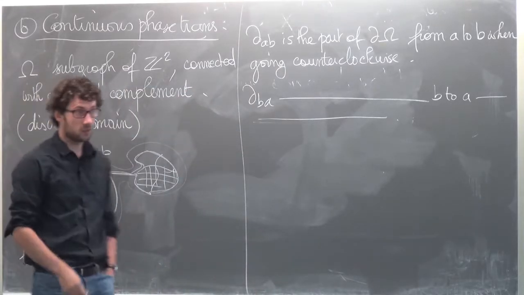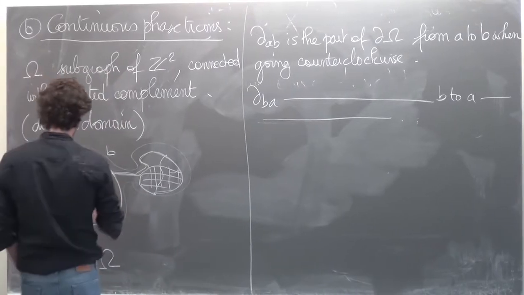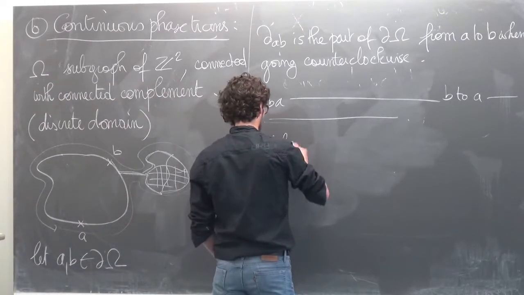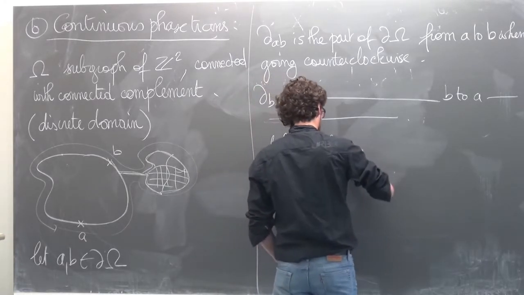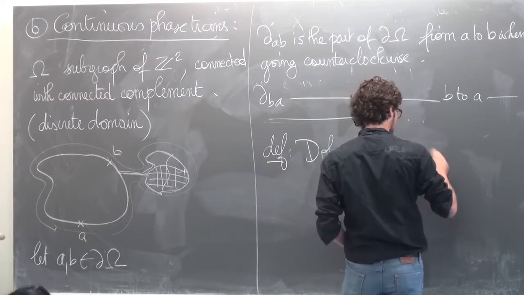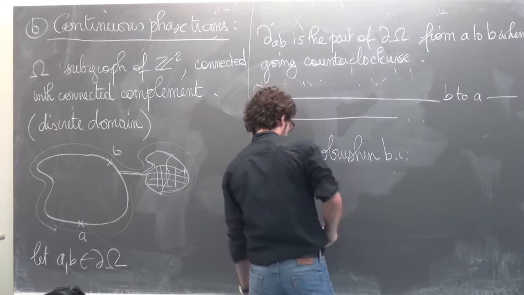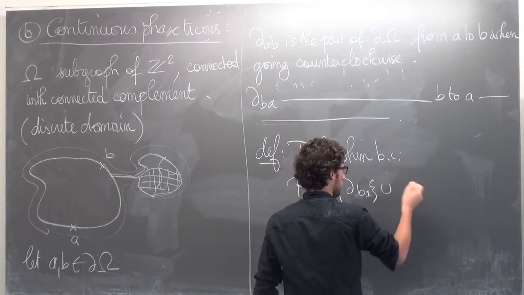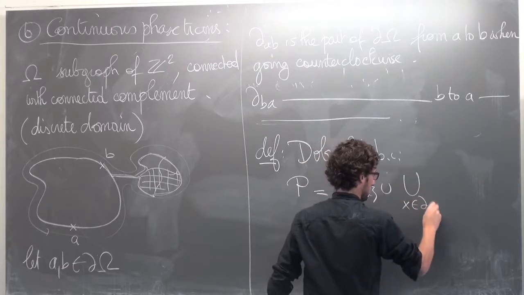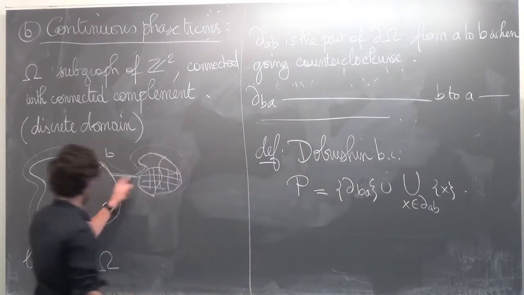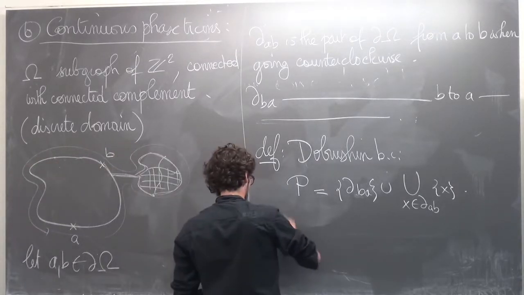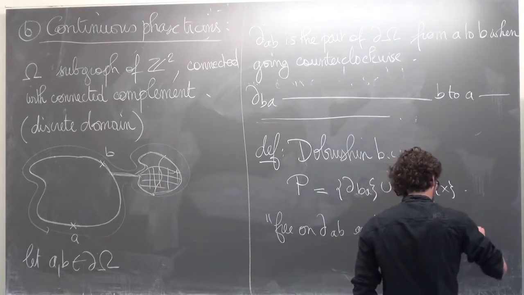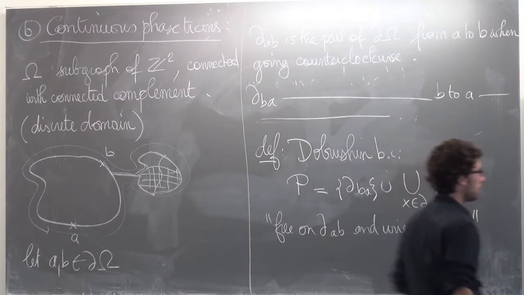So the Dobrushin boundary conditions now are going to be very simple. They are the boundary conditions that you obtain by just wiring the arc BA. So, definition: the Dobrushin boundary condition is given, if you prefer, by the partition of the boundary into the arc BA and the singleton X. So it's free on the arc AB and wired on the arc BA. So it's not completely clear why this is a nice boundary condition, so let's try to understand why now.